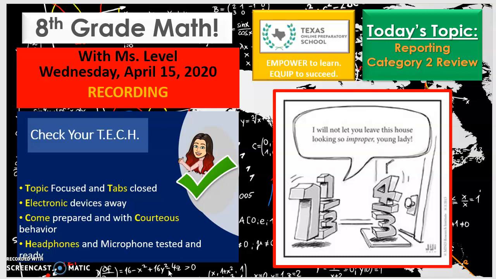Our funny here actually made me giggle when I read it. It says, "I will not let you leave the house looking so improper, young lady," because it's an improper fraction.